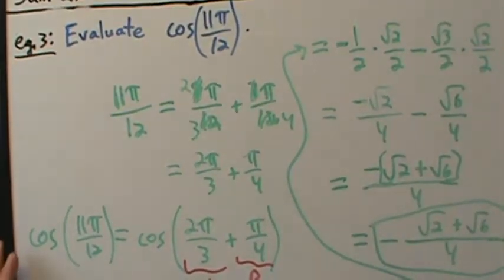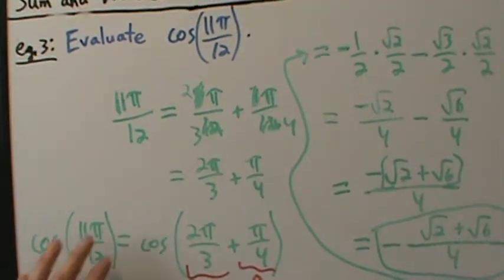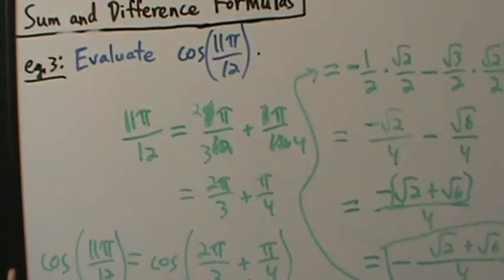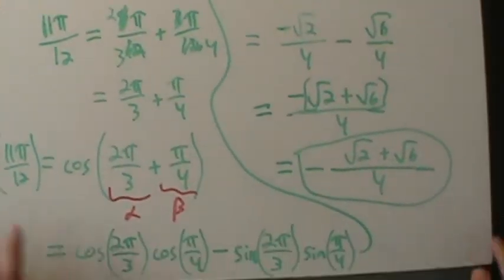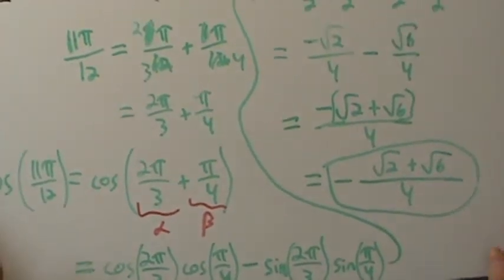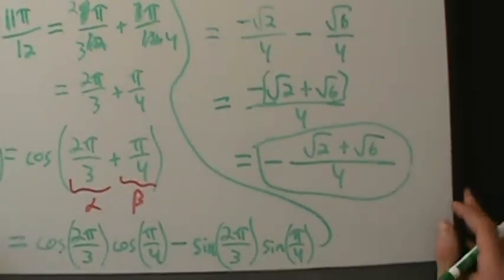Okay, so that's why we did 8 pi over 12 and then 3 pi over 12. But again, you could also do 9 pi over 12 and 2 pi over 12. That was one other possibility. If you try that, you'll get to the same answer. It might look different, but it will be the same value. But anyway, that's example 3 of sum and difference formulas for evaluating a trig expression, and here's the answer again.